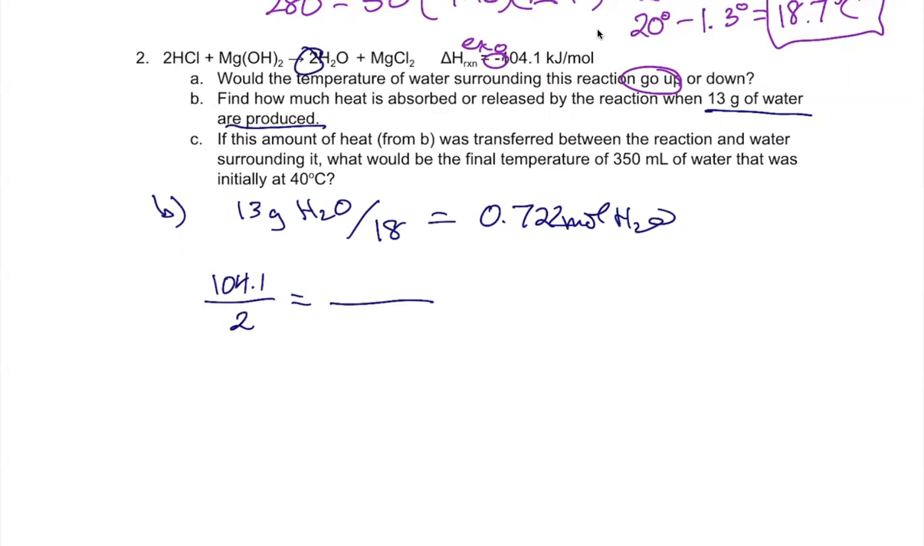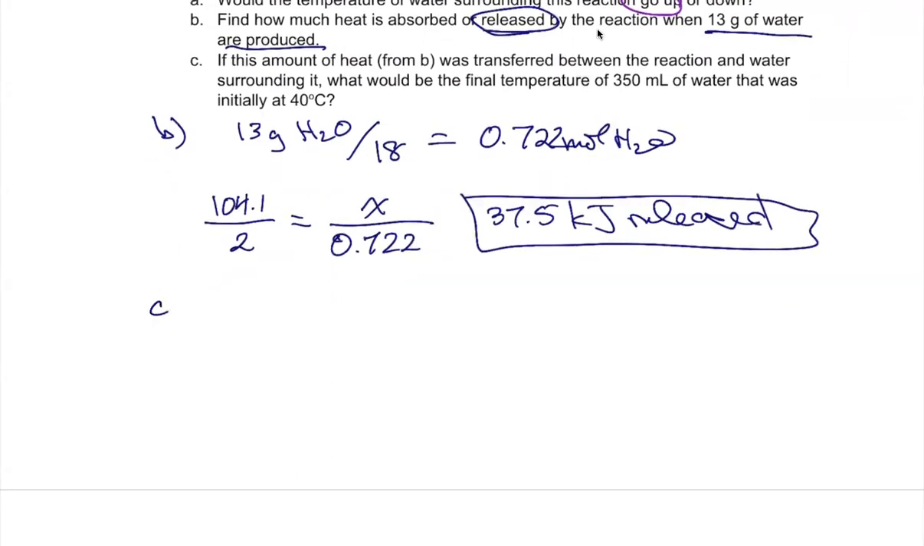104.1 kilojoules is for 2 moles of HCl. How much energy comes out when we have 0.722 moles? So I'm going to take the 0.722 I have in my calculator, multiply by 104.1 and divide by 2. That gives me 37.5 kilojoules. Absorbed or released, again, based on exothermic, it's released.